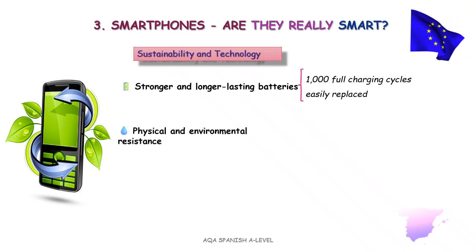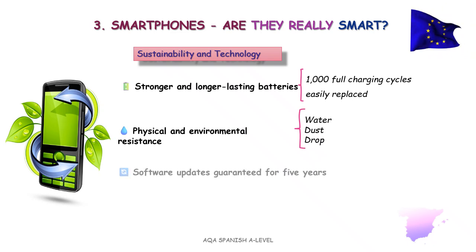Physical and environmental resistance. Phones will need certification for water, dust and drop resistance. Software updates guarantee for 5 years. This means phones will have a longer lifespan and users won't need to replace them just because of a worn out battery or outdated software. E-waste and recycling.